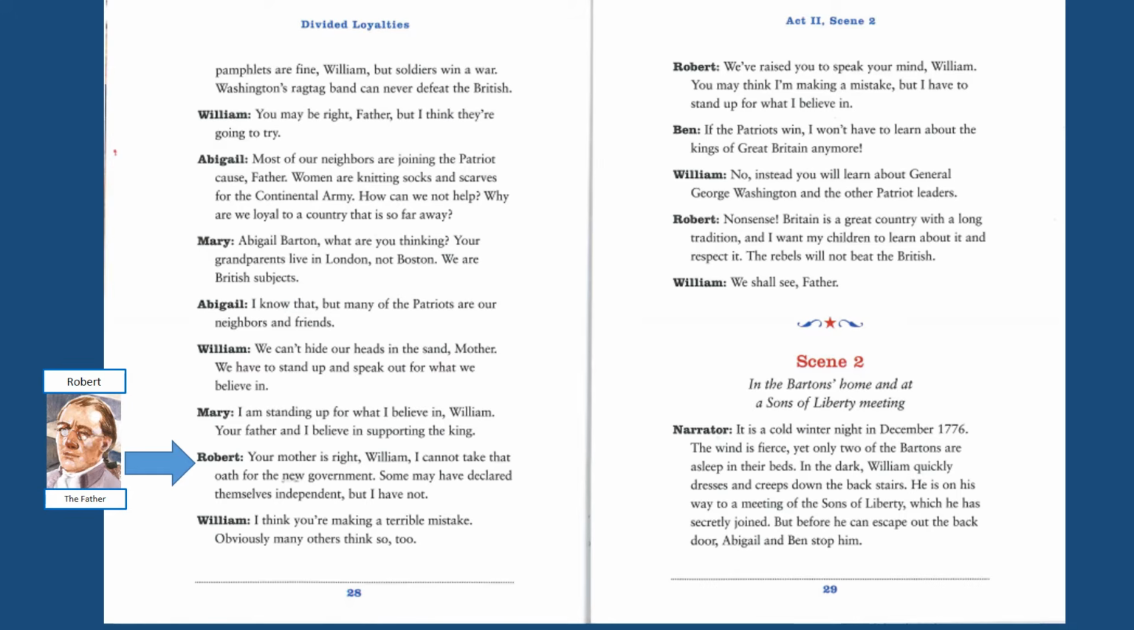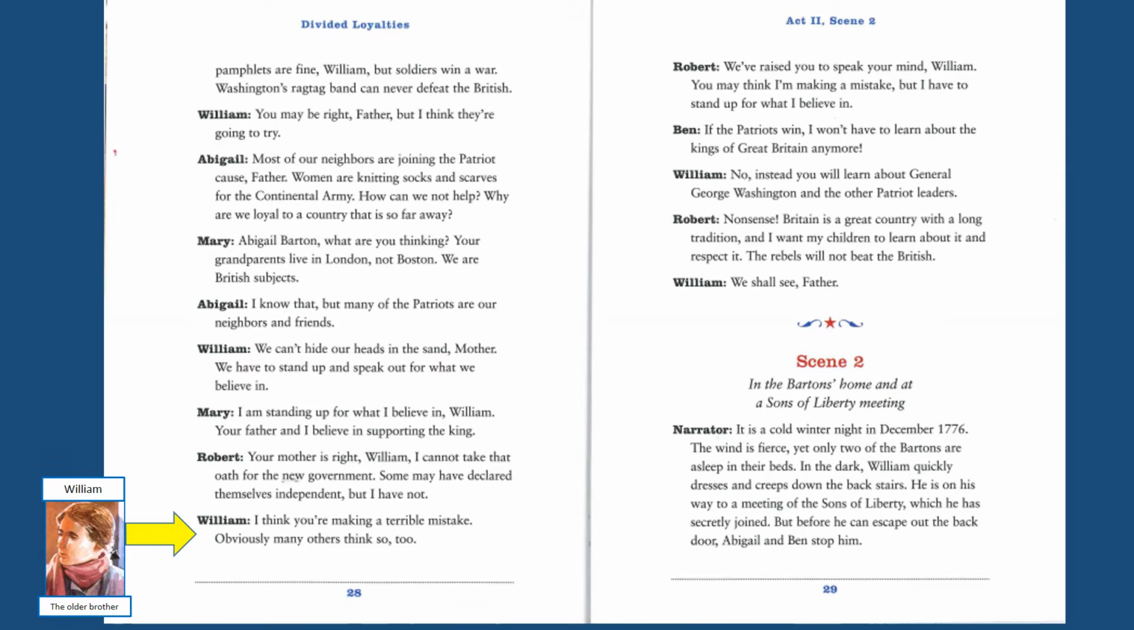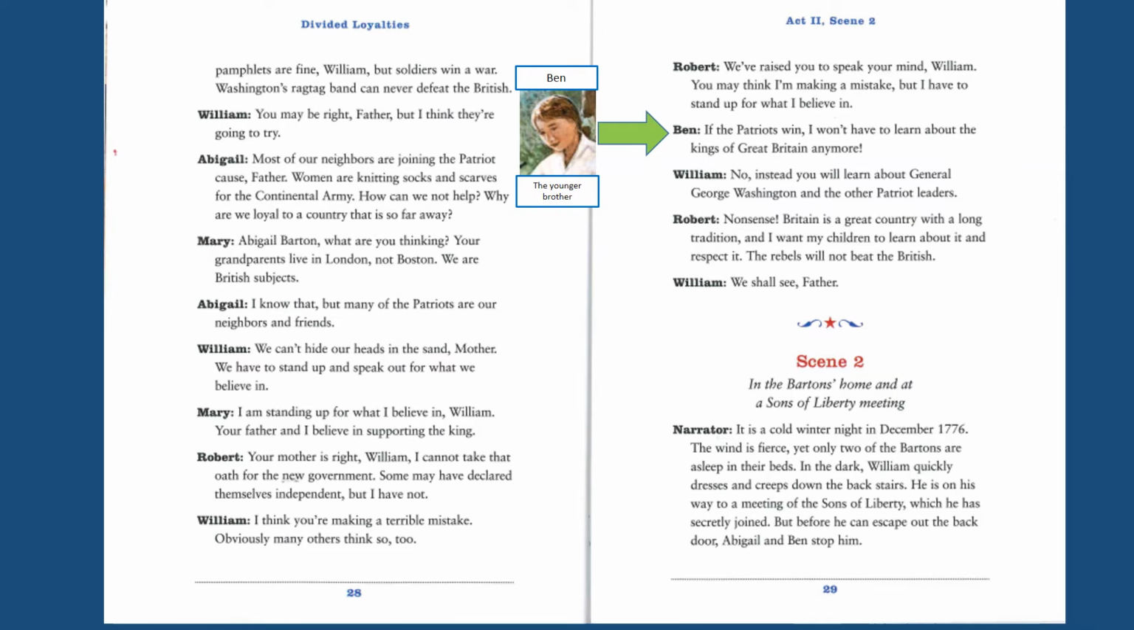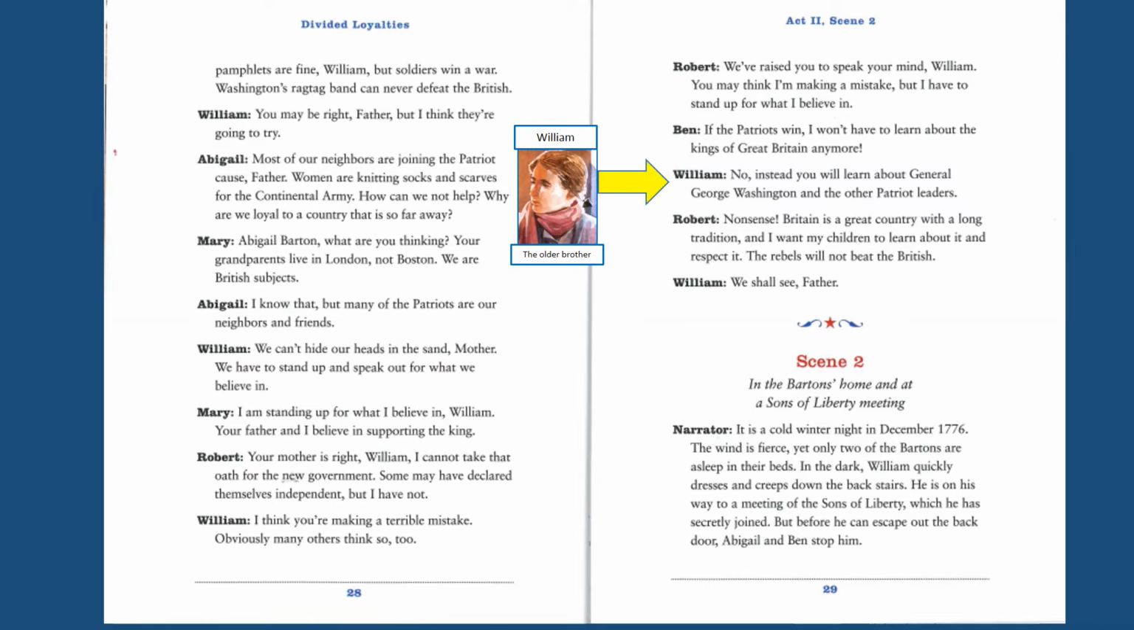I cannot take that oath for the new government. Some may have declared themselves independent, but I have not. I think you're making a terrible mistake. Obviously, many others think so too. We've raised you to speak your mind, William. You may think I'm making a mistake, but I have to stand up for what I believe in. If the Patriots win, I won't have to learn about the kings of Great Britain anymore. No, instead you will learn about General George Washington and the other Patriot leaders.